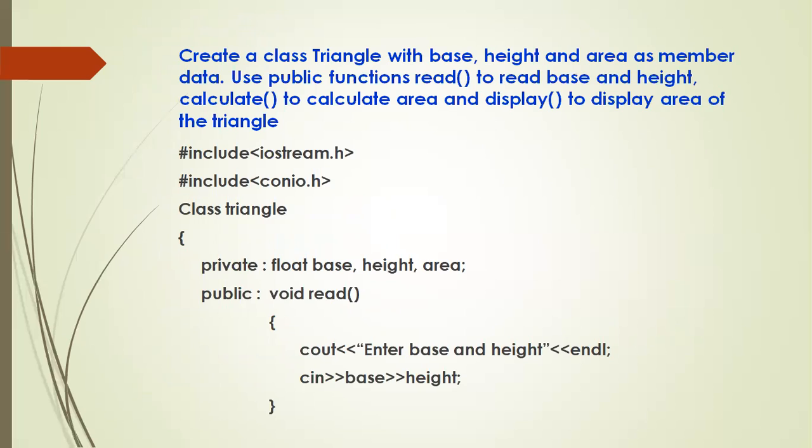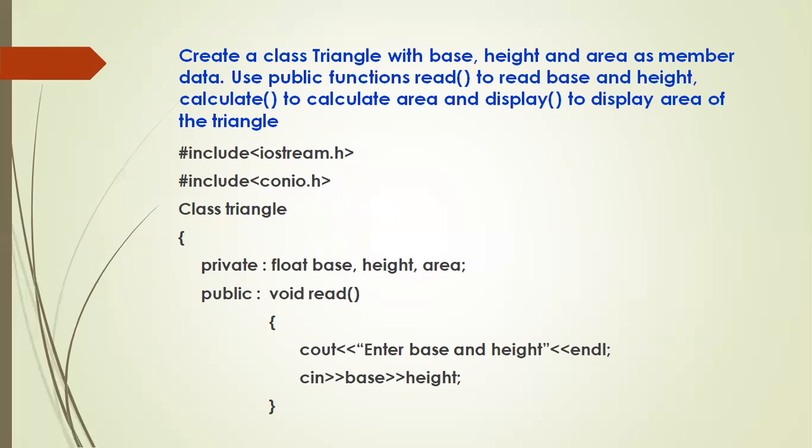The purpose of the read function is to input the values for base and height. Calculate is to find the value of the member data area. And the last one is display, to display the area of the triangle. Now you can observe here: the class name is triangle. The member data are base, height, and area. The purpose of the read function is to input the values for only two members, base and height. The purpose of the calculate function is to find the value for the third member, area. And the purpose of the display function is to display the output variable, that is area.